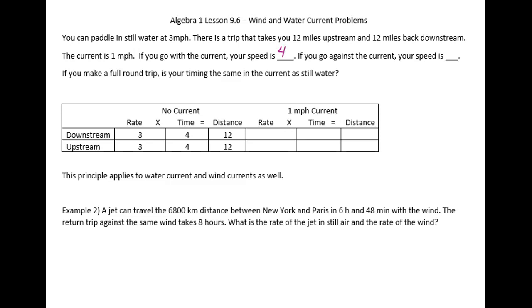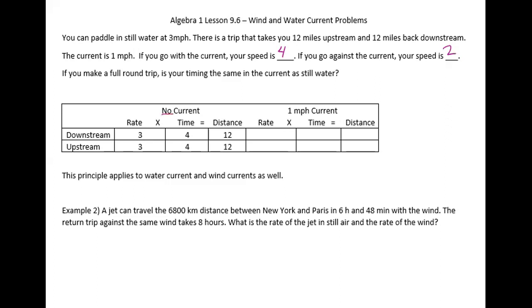If you go against the current, it's going to be harder. You're going to go slower. And so you would subtract the current that you would be going against. So 3 minus 1 would be 2. If you make a full round trip, is your timing the same in the current as if you were to make it in still water?